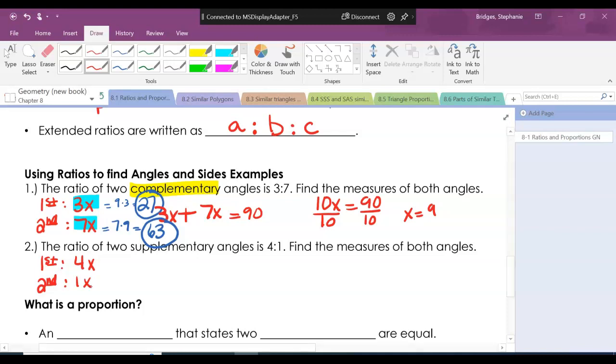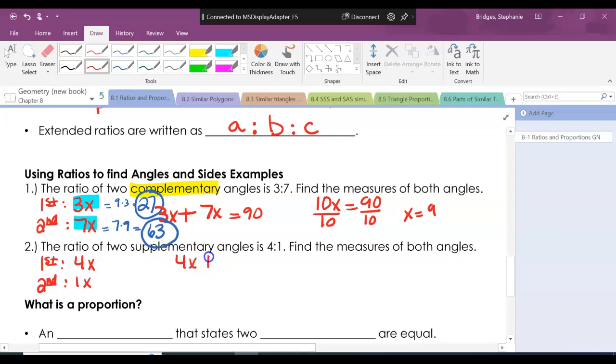Then because it says they're supplementary, I'm going to add those two together. I'm going to add 4X plus 1X. And this time I'm going to set it equal to 180. Solve that for X. Then plug that X back in to find out what your two angles are. The one issue I always have on this test and this quiz for this stuff is people find the X, but then they forget to plug it back in.